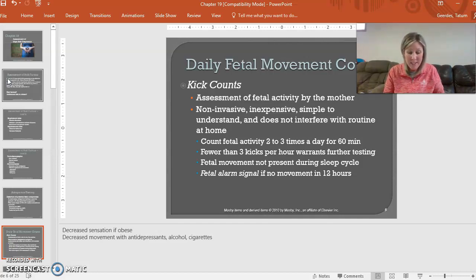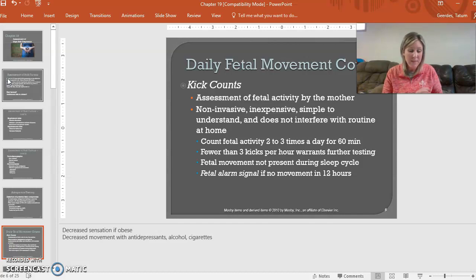But what the mother does is that she assesses this at home. It's non-invasive, it's inexpensive, and it's just simple for her to do. So it does not interfere with her normal routine in her home or daily structure. But what she needs to do is she counts fetal activity 2 to 3 times a day for 60 minutes.